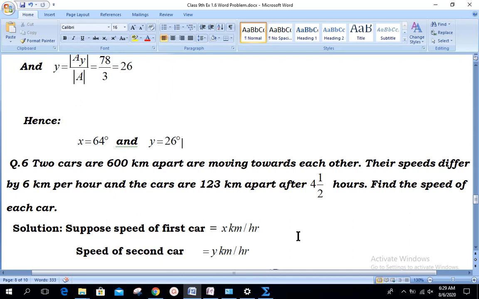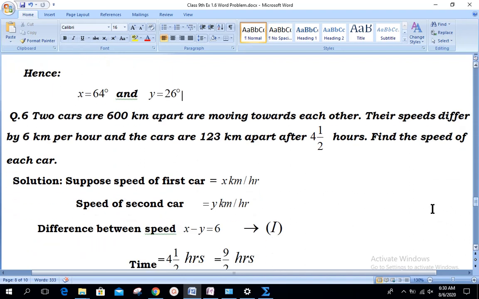Yes students, inside word problems, anything you are asked to calculate, you suppose it. So I suppose in the first step of the solution, speed of first car is equal to x km per hour and speed of second car is equal to y km per hour. We are given that their speeds differ by 6 km. So I have the first equation as x minus y is equal to 6. Hope it is easy and clear.